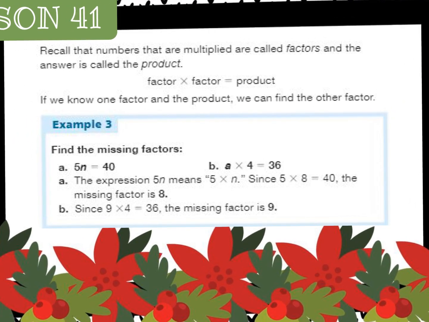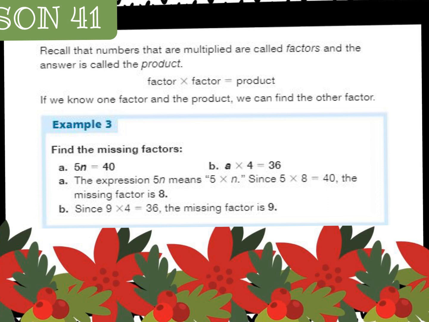Recall, which means remember, that numbers that are multiplied are called factors, and the answer is called the product. Some people are still forgetting that product is the answer to a multiplication problem. A factor is the number that you multiply in order to get a product. I want to make sure everybody's paying attention, not playing with anything. Okay. So a factor times another factor will equal a product.